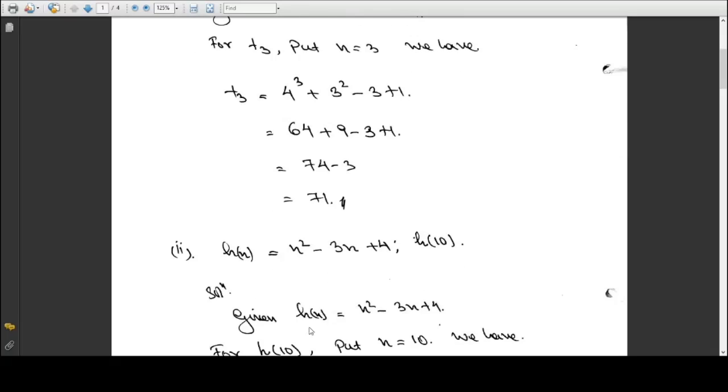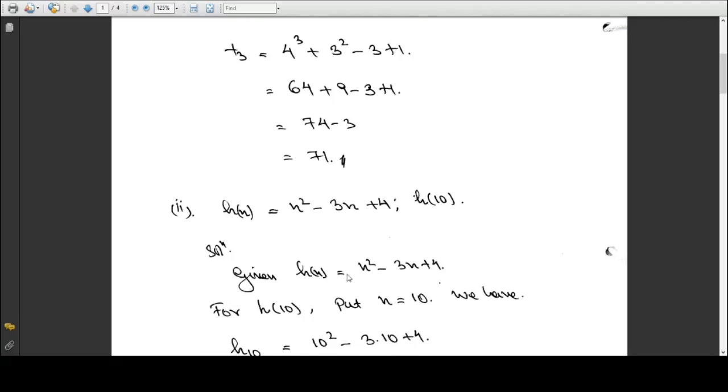Okay, number 2. The nth term of this sequence, denoted by hn, is given by n square minus 3n plus 4. What we have to find? We have to find h10. That means the 10th term. Now solution. Given hn, the nth term of the sequence is given by this rule.